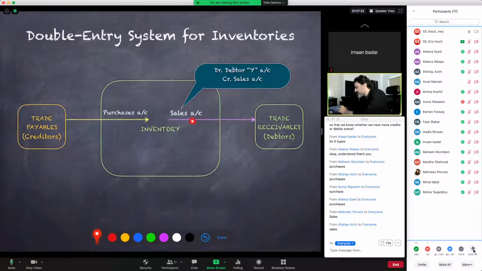When we sell goods, we create a sales account, and we need to debit or credit the sales account. It depends on whether we're losing inventory because of this event or gaining inventory because of this event. So when you sell goods, you lose your inventory, and that is why we credit the sales account. And we are debiting the debtor Y account because someone owes us money now.